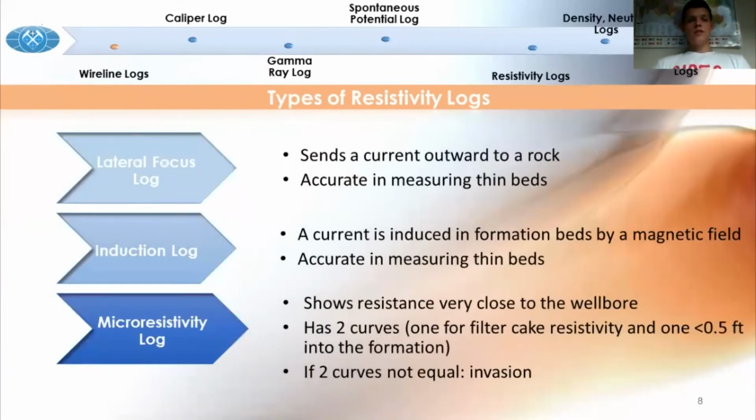Types of resistivity logs. Laterolog sends a current outward into the rock. Accurate in measuring thin beds. Induction log. A current is induced in the formation beds by magnetic fields. Accurate in measuring thin beds.